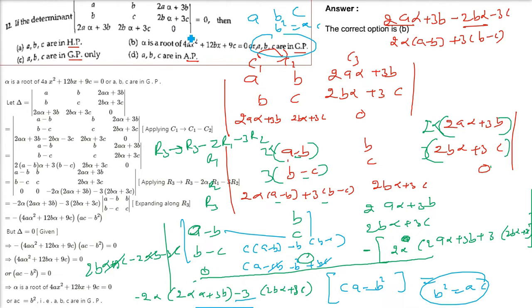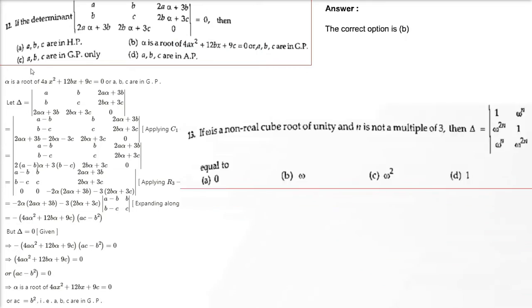Or the other element, this element. If you take this, you will get a proper expression, 4A alpha square plus 12B alpha plus 9C. So this can be 0.